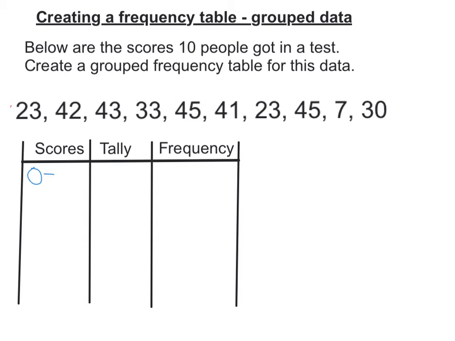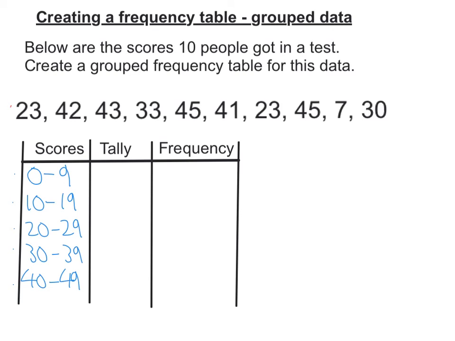So everyone who got between 0 and 9, everyone between 10 and 19, everyone between 20 and 29, everyone between 30 and 39, and everyone between 40 and 49. Now, no one got above 50, so we don't need to go any further. And note that all of them in these go up in tens. So let's do our tally like before.